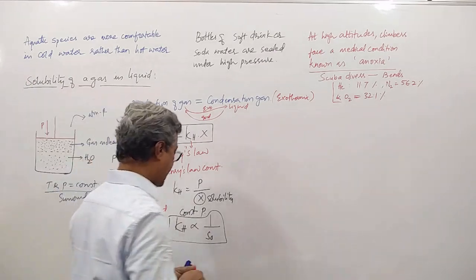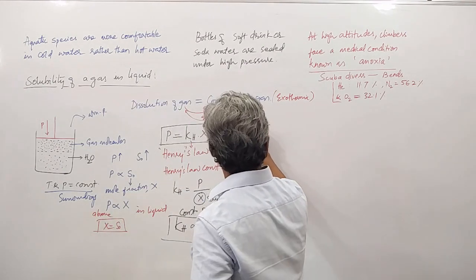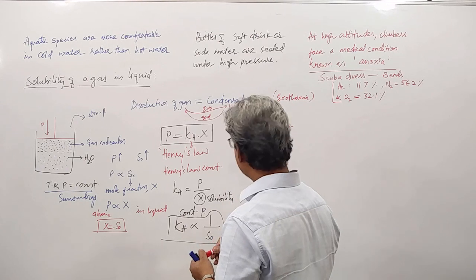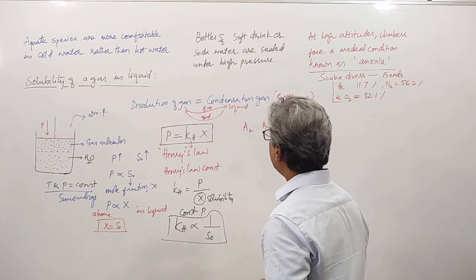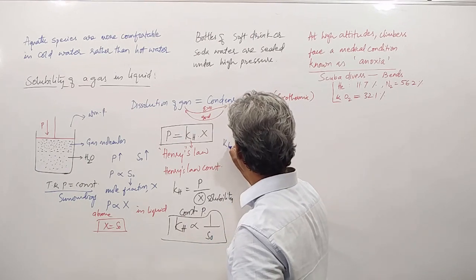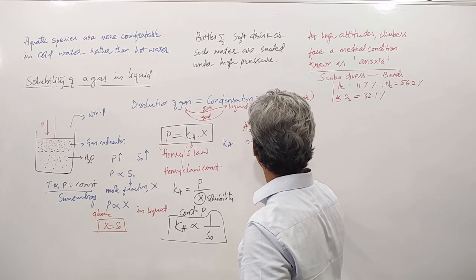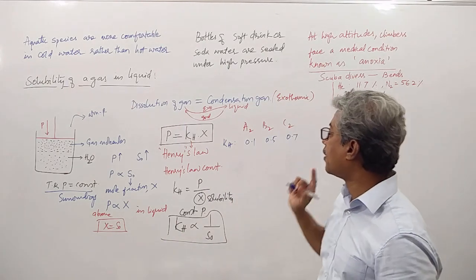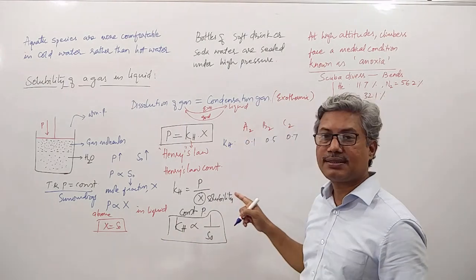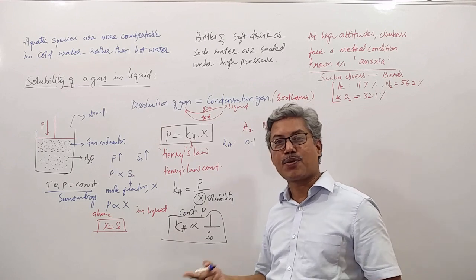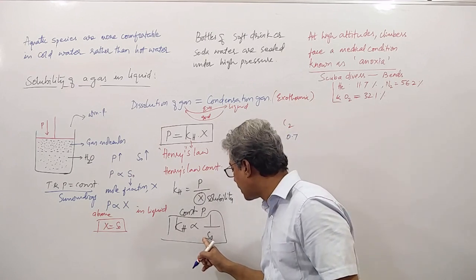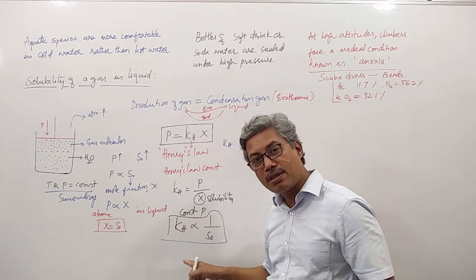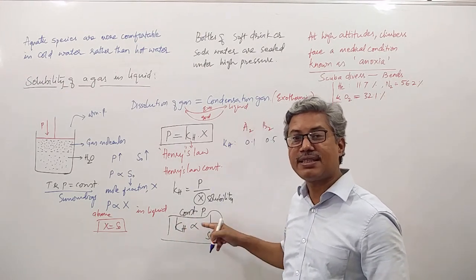Let us take some examples here. Suppose A2, B2 and C2 are different gases whose kH values are, let there be 0.1, 0.5 and 0.7. Let's say any values. Then what we notice? Which among these gases dissolves very quickly in large quantity? See, students, as we know that solubility is inversely proportional to kH. It means that if kH is small, solubility of that particular gas will be easier and more.